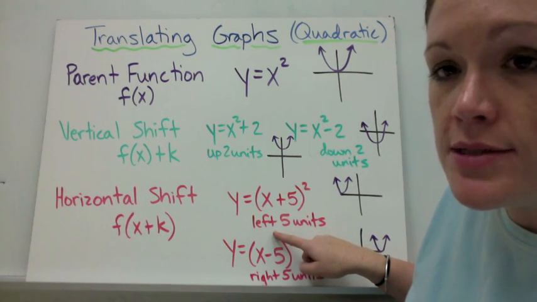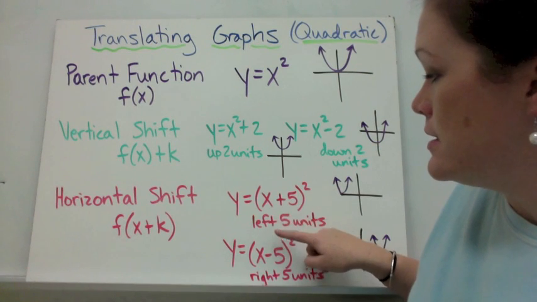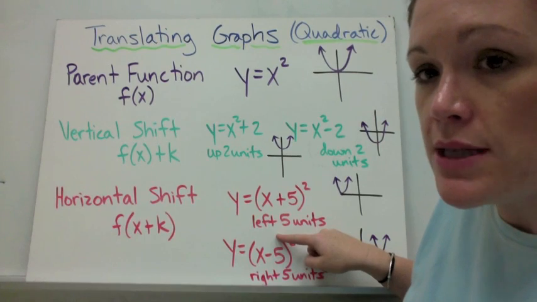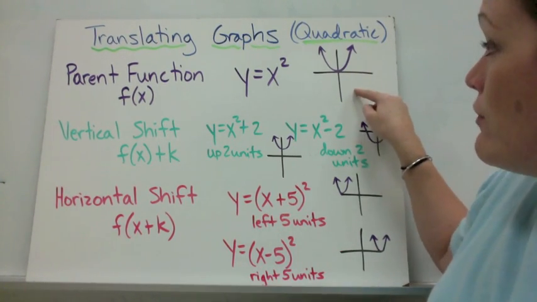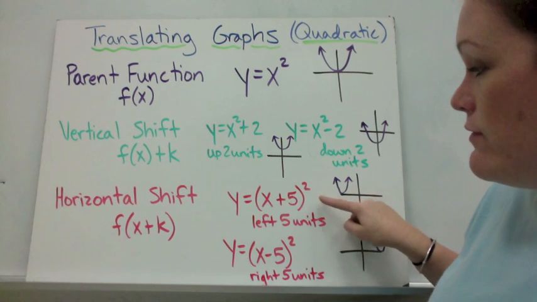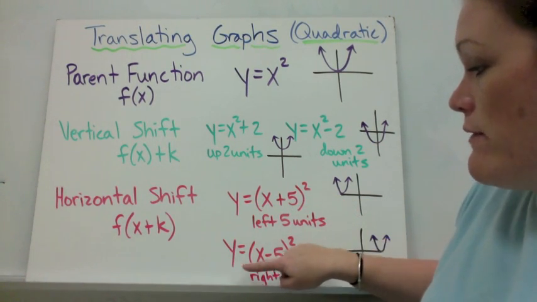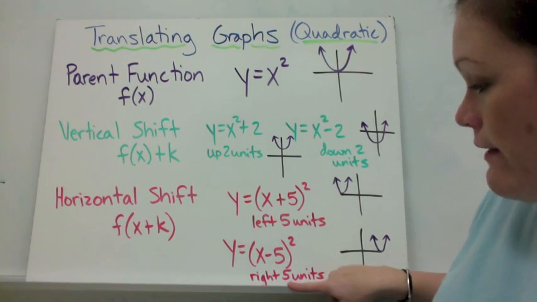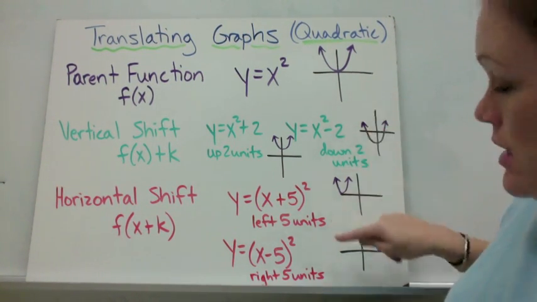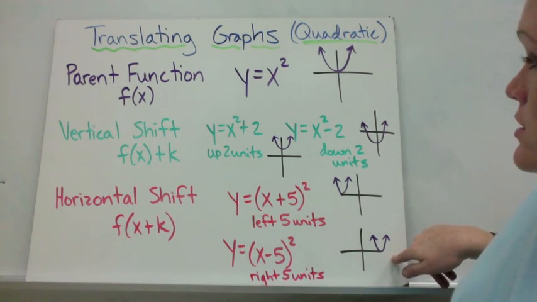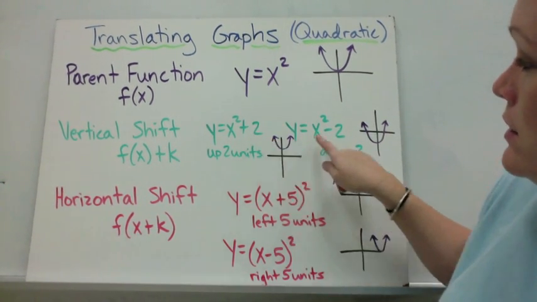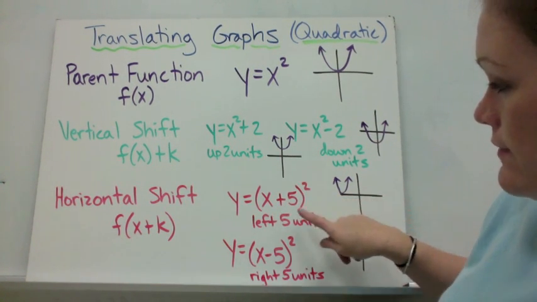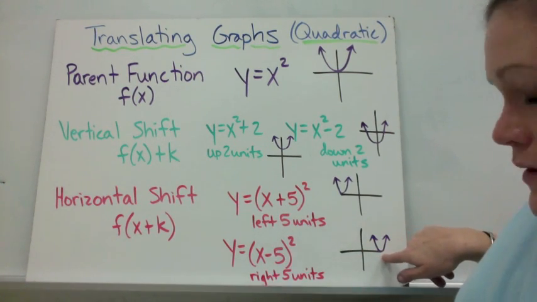We normally think of positives go with right. But in this case, in the grouping symbol, it's going to be opposite of what you think. So positive 5 goes left 5. The same graph is going to be shifted to the left 5 units if it's written that way. If you have x minus 5 squared, again, opposite of what you think, it's going to go to the right 5 units. So that same parent function is just shifting to the right. It can go up if you add, down if you subtract, and then within parentheses, it can go to the left if it's positive, and to the right if it was negative.